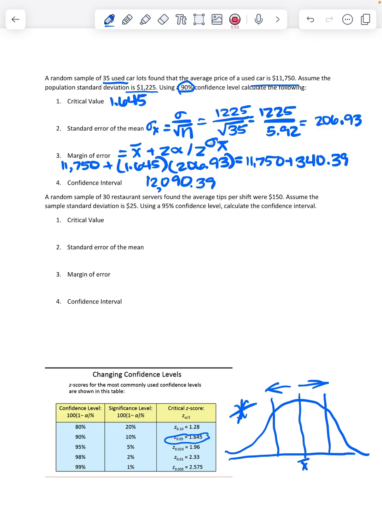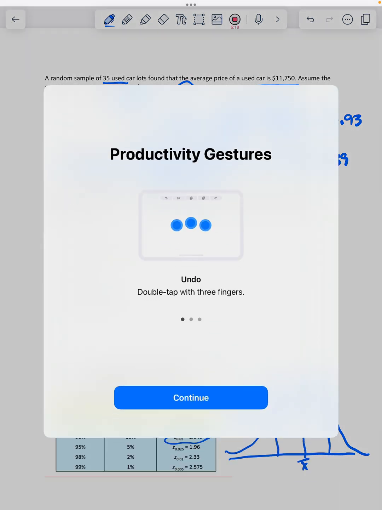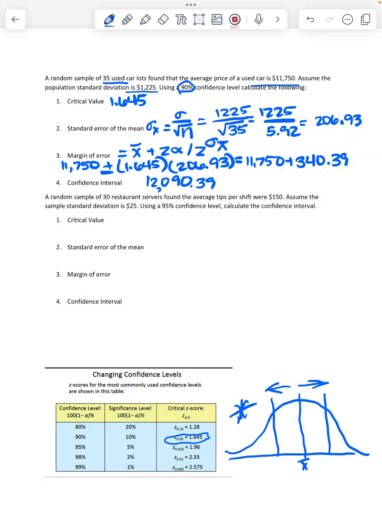Then my lower limit is calculated by subtracting the same value. So I would take 11,750 minus the 340.39, and my lower limit would be 11,409.61.